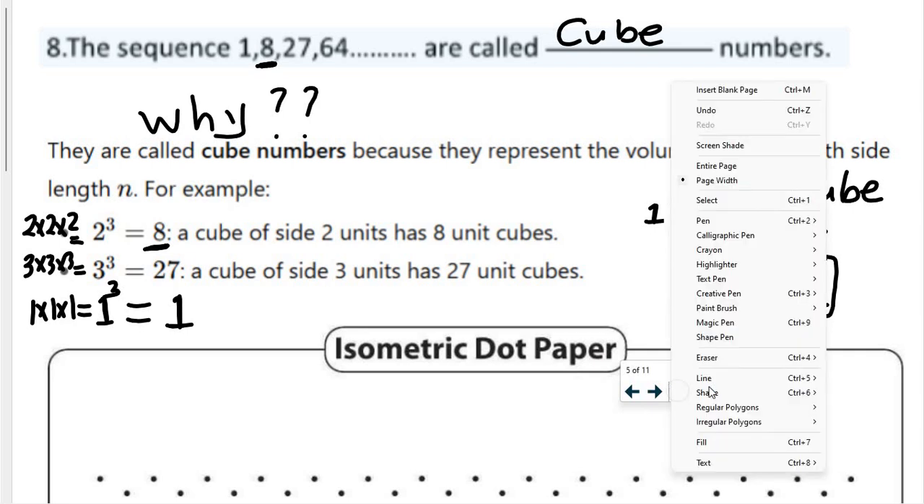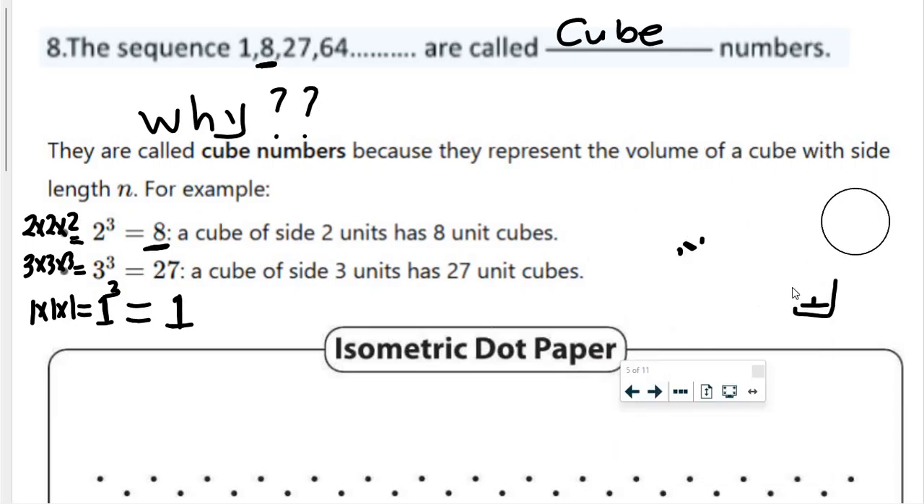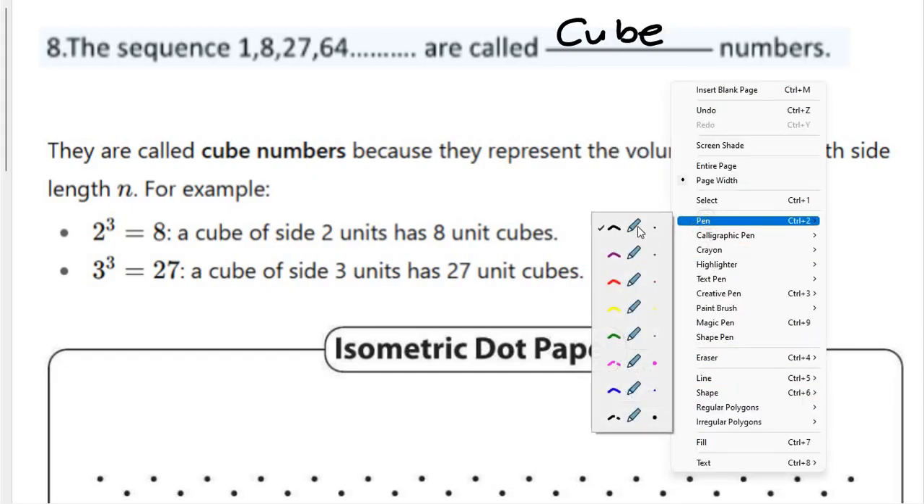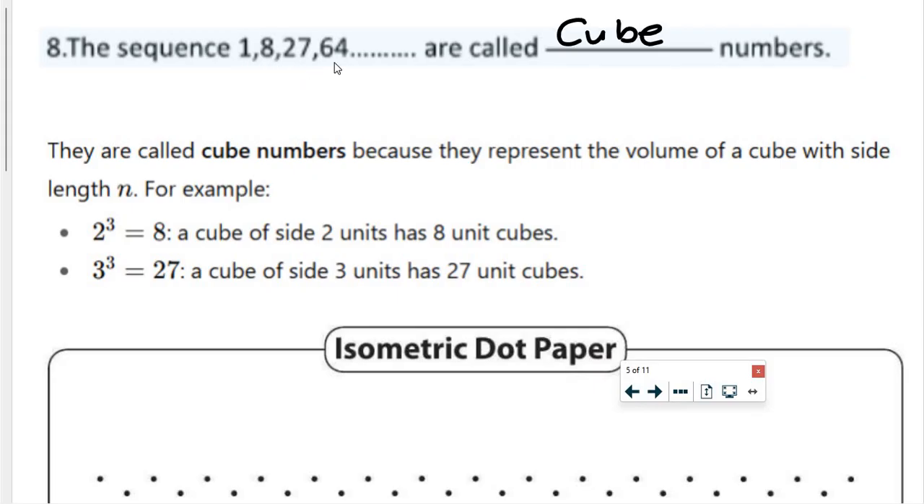Now, if they ask you a question, can you tell why they are called cube numbers? And can you draw a pictorial representation of maybe 1, 2, 3, 4 cube numbers, or even 5 cube numbers? So, why are these known as cube numbers? Because they represent the volume of a cube with side length n, for example, 2 to the power of 3, 3 to the power of 3, and 1 to the power of 3, which equals 1.